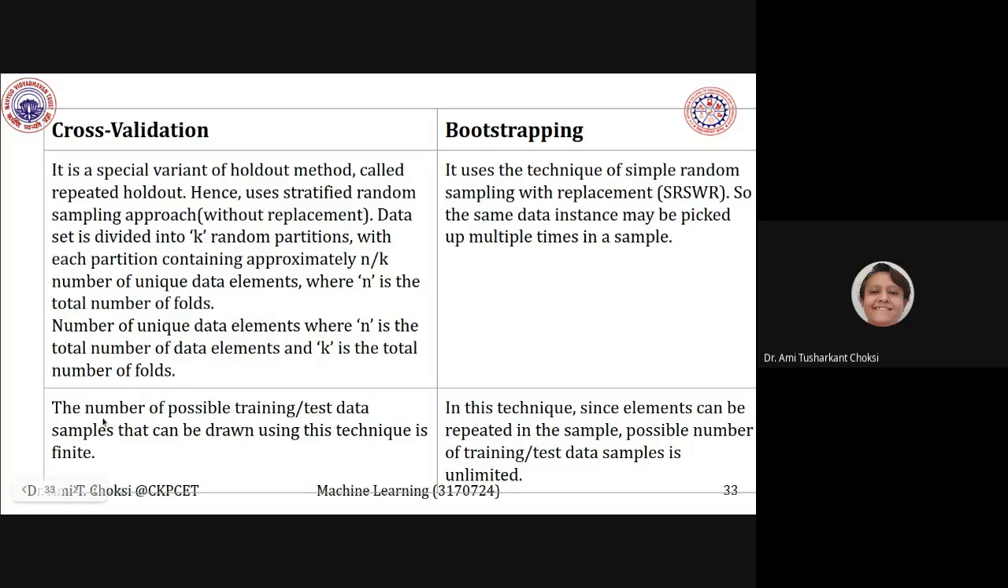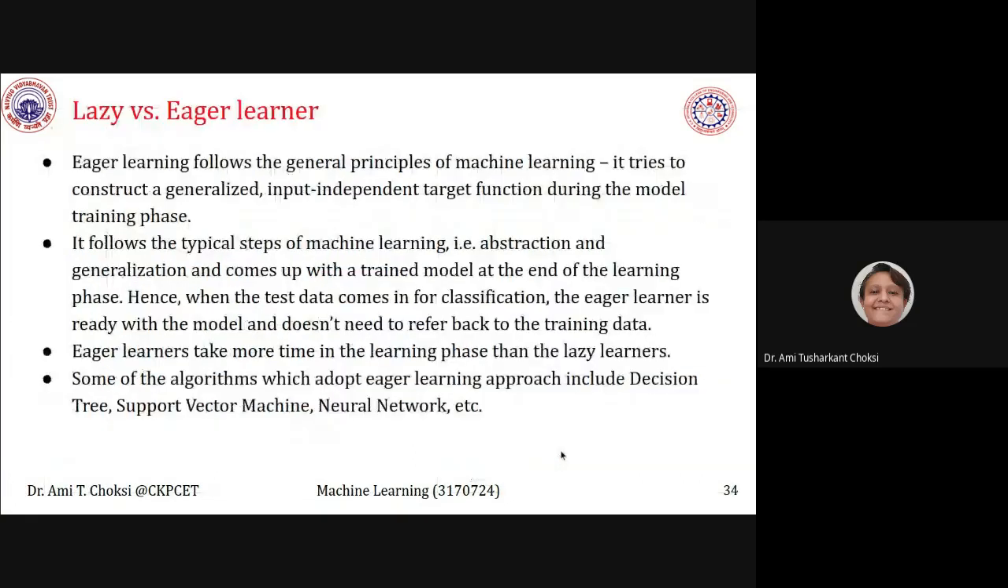Then here, the number of possible training or test data samples that can be drawn using this technique is finite. And here we can say in this technique, since elements can be repeated in the sample, the possible number of training and test data samples is unlimited. So the training or test data samples, the size of it, can be the feature here. Here it is finite, here it is unlimited.